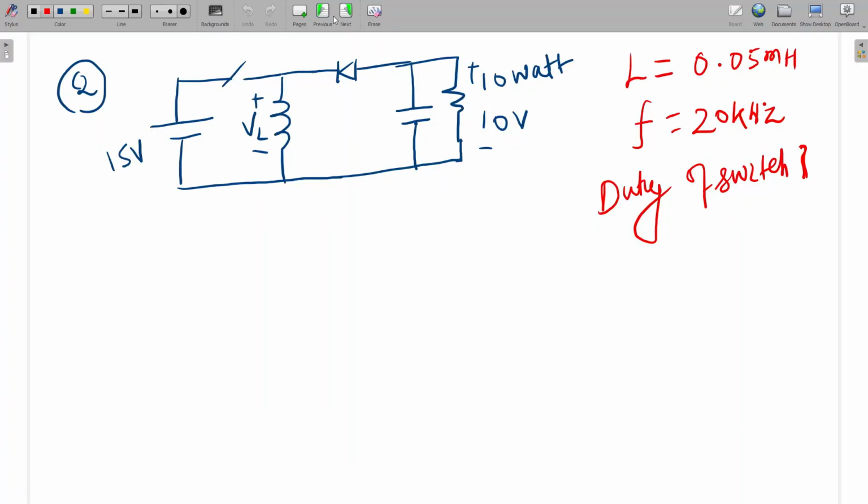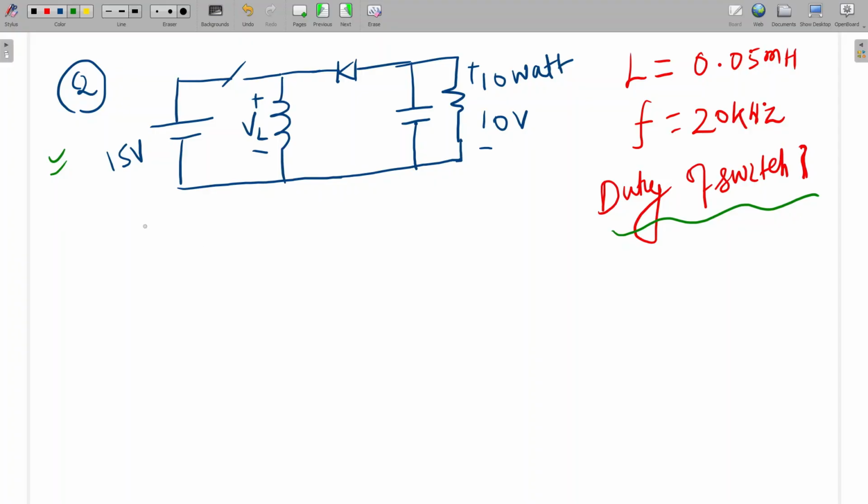Okay, so this is the next question. Here a buck boost converter is given, and we have to calculate what will be the duty of this switch. First we will check whether this is working in continuous or discontinuous mode. So how can we check? Same thing.